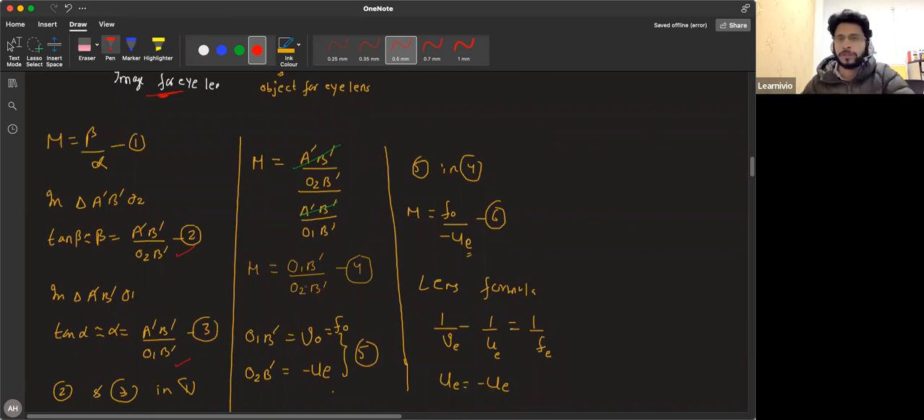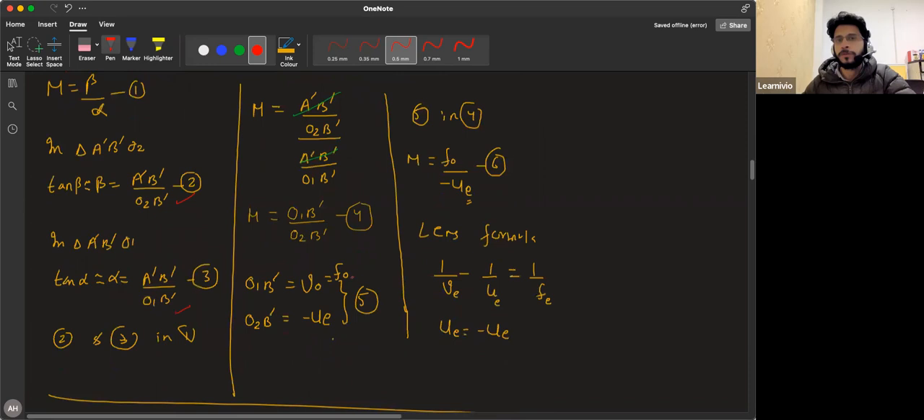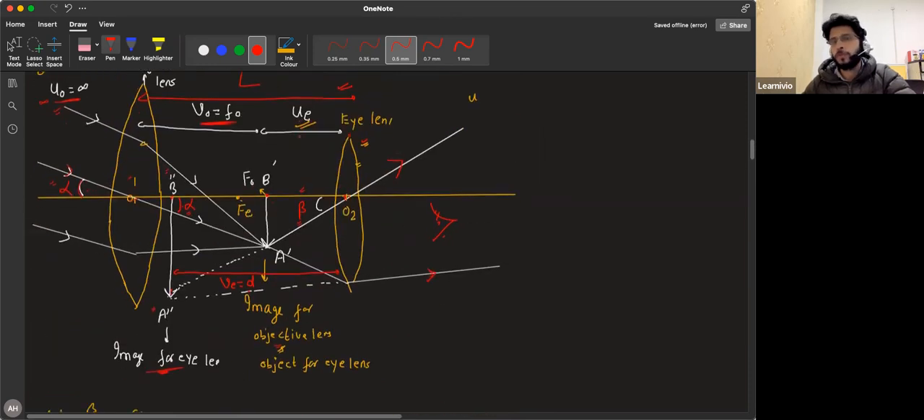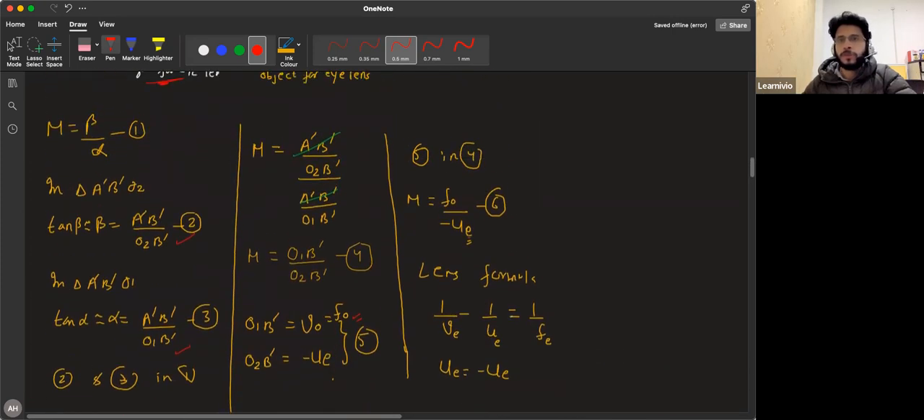So A prime B prime will get cancelled out. It's O1 B prime by O2 B prime only. And see what is O1 B prime? O1 B prime, that's V naught, equal to F naught. So O1 B prime is F naught. What is O2 B prime? O2 here and B prime here. It's minus of UE, the object distance for the eyepiece. When you substitute these things here, it's F naught by minus of UE.